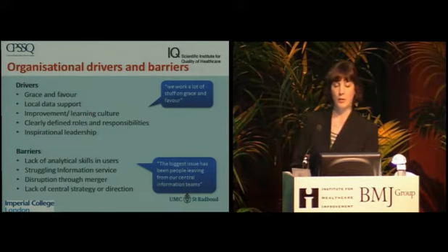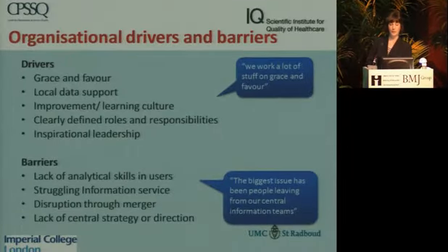Now, in terms of the organisational context, the real driver in this organisation was actually grace and favour, because the use of data wasn't systematically integrated into the quality improvement framework. A lot of data use depended on people's goodwill and putting in some extra time in using data and trying to find data and collecting data. Another real driving factor, as the review pointed out already, was the availability of local data support.